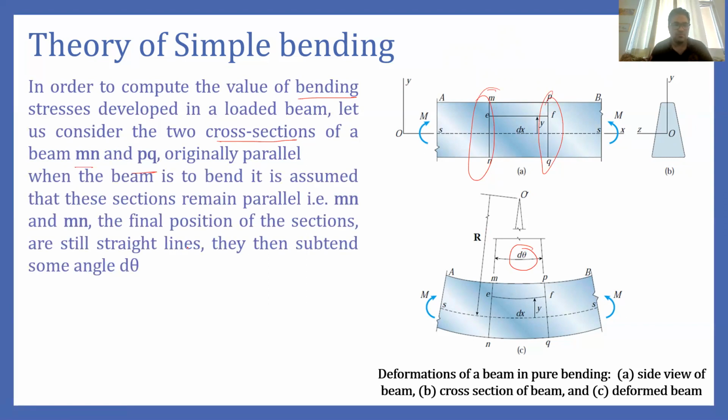When the beam bends, it is assumed that these sections remain plane, because as per our assumption, the beam section remains plane before bending and after bending. But still, there will be some very small angle, which will be d theta. So therefore, they subtend some angle d theta.